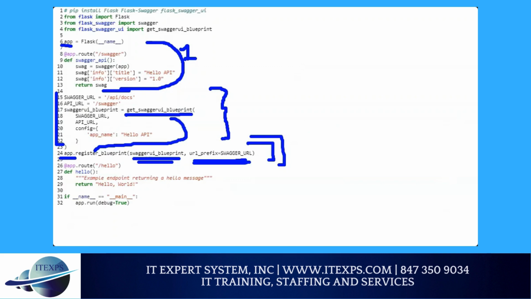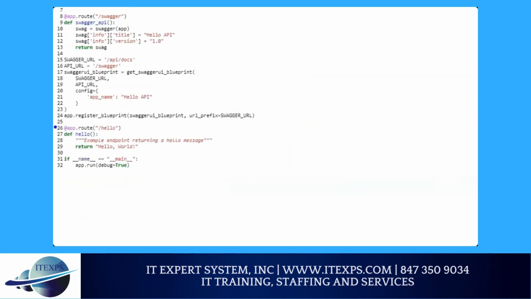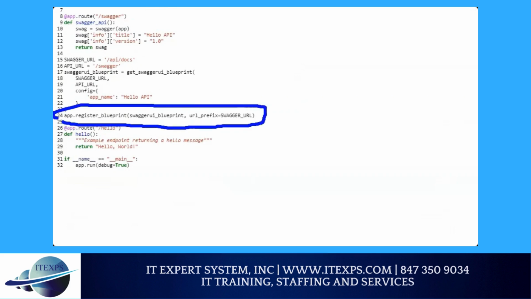But in this exercise, this line is a boilerplate code. It means no matter which service you use, you just copy paste. There is nothing to change in this line. The only thing you will change is the service API and if you have other detail. But this one is also boilerplate code. This one is also boilerplate. This one is boilerplate, Swagger URL and API URL.